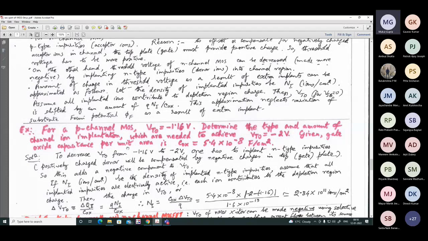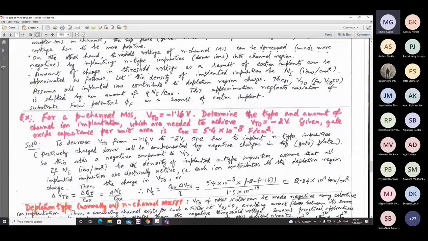Given the gate oxide capacitance per unit area is 5.4 into 10 to the power minus 8 farad per centimeter square, we are asked to calculate the amount of channel ion implantation necessary to achieve VT0 equal to minus 2 volt. That means to cause a change in magnitude by 0.84 volt. You can easily calculate it from minus 1.16 to minus 2 volt. That means delta V equals 0.84. And the other requirement is to find Ni, that is, how many ions per centimeter square need to be bombarded into the channel.